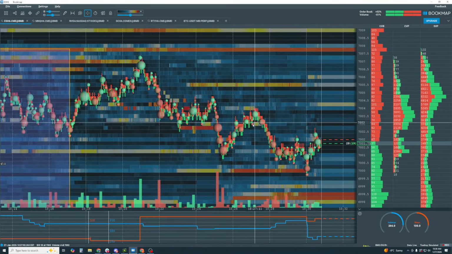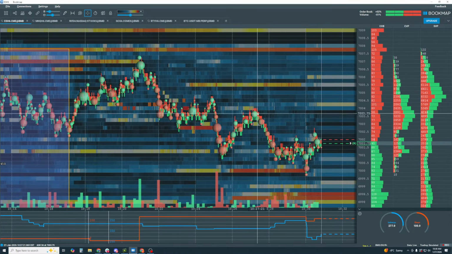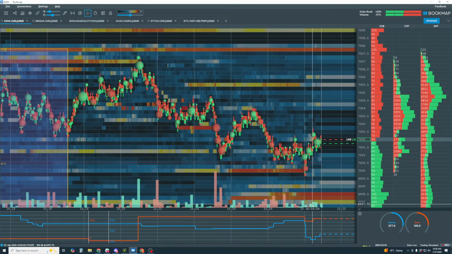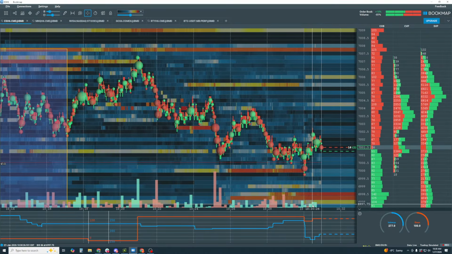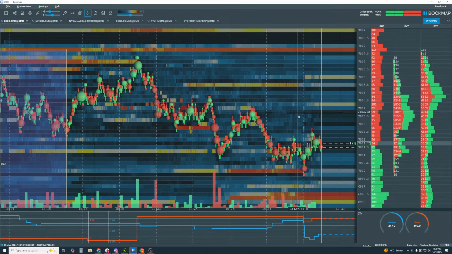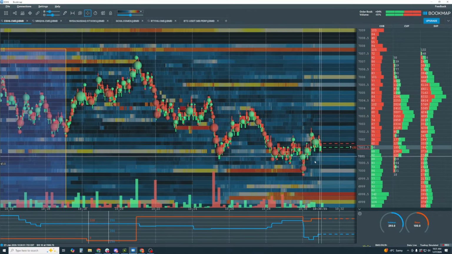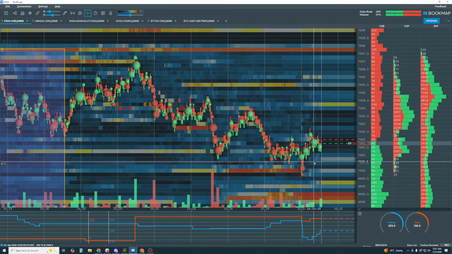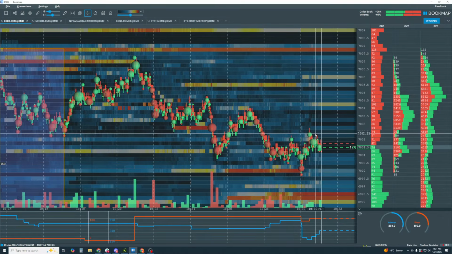These happen very, very often. This volume cluster in here, for me, it's done. Now that doesn't mean that we might not see sellers come in heavy right down below 7,000 here. If we do, we'll look for the next setup, right?